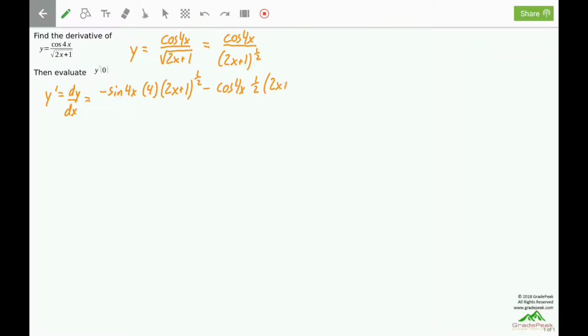Bring the power down, 1/2, 2x plus 1, subtract 1 from the power, so minus 2/2, and then multiply by the derivative of the inside, which will be a 2, to complete the chain rule of that derivative. All of this will be over the denominator, 2x plus 1 to the 1/2, quantity squared.